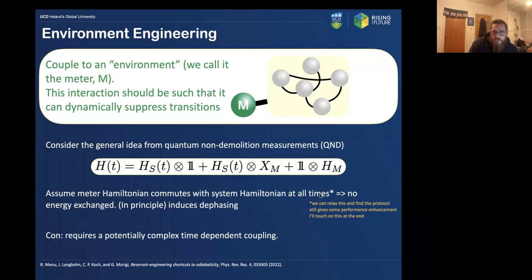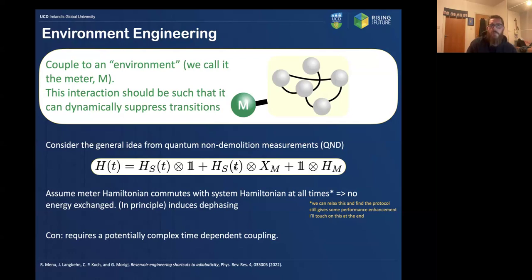So if we look at what our general Hamiltonian for this non-demolition setting looks like, it's something like this. We have our problem Hamiltonian, which carries the time dependence. We're then going to couple it to this meter using some interaction term. And then we have the free evolution term of the Hamiltonian. We'll talk a little bit about the physicality of how you would implement this control term later. It's not the easiest thing to implement, obviously.